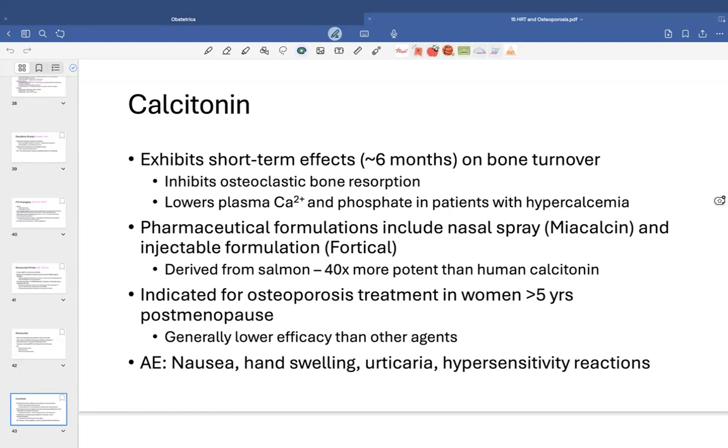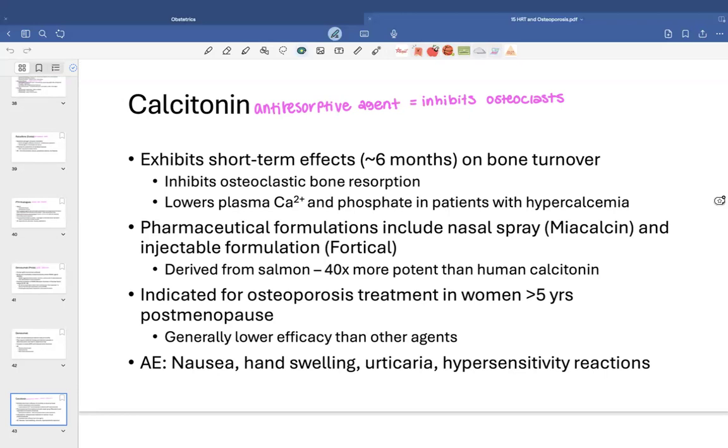Calcitonin is available as either a nasal spray, which is branded as Miacalcin, or an injectable formulation known as Fortical. Calcitonin pharmaceutically is derived from salmon, the fish. Salmon calcitonin actually is super potent relative to human calcitonin, so that's why we use it.